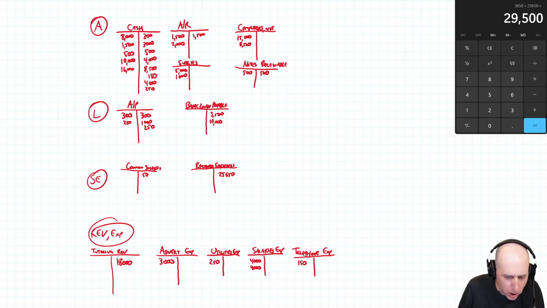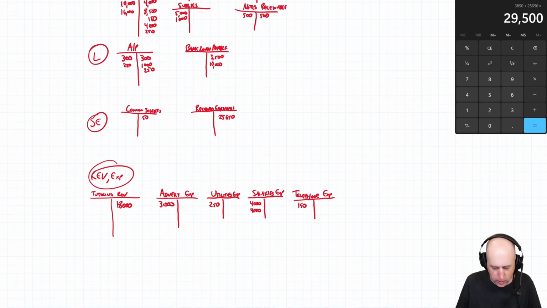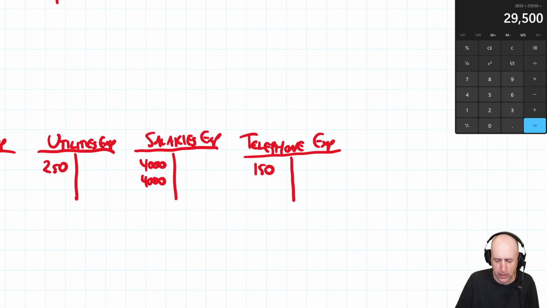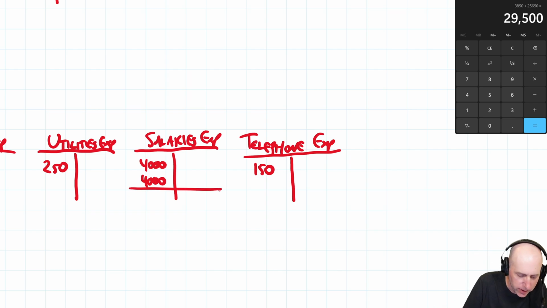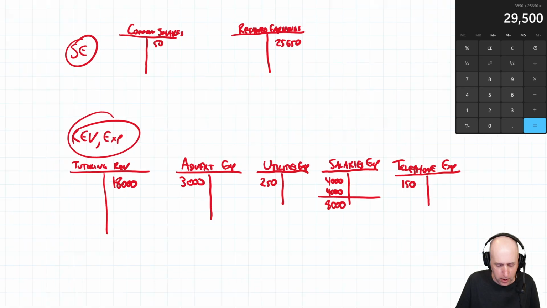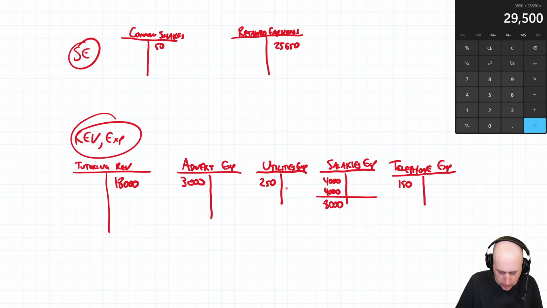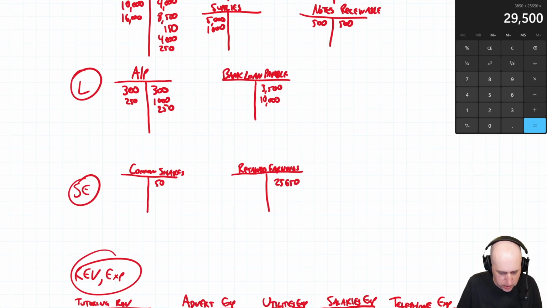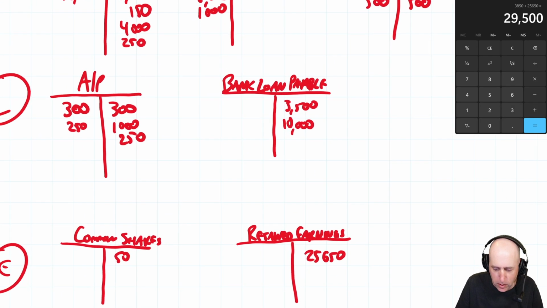Okay. So we need totals. So let's go down to our telephone expense. On our telephone expense, the total is just 150. I don't have to do any work. Salary expense, 4 plus 4 is 8. If you have 2 on the debit side, you just add them. If you have 2 on the credit side, you just add them. This is a total. I don't need to do anything. Utilities, advertising, that's total. Tutoring revenue, it's fine. Common shares, retained earnings, those were unadjusted. Let's do the bank loan.